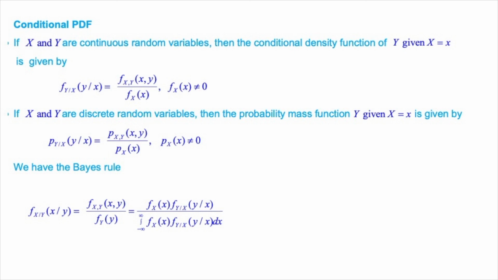And now, if we write the joint PDF in terms of the conditional PDF, we will get the numerator, and again this marginal PDF can be written in terms of the joint PDF, and this is given by this. So, that way we get the Bayes rule for continuous random variables.